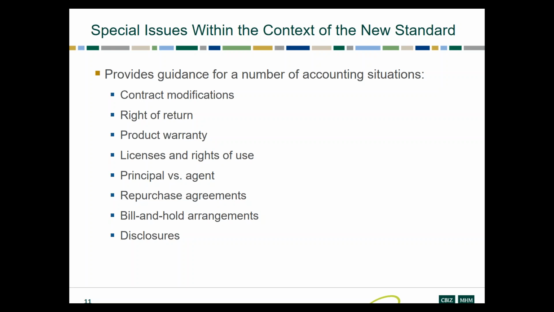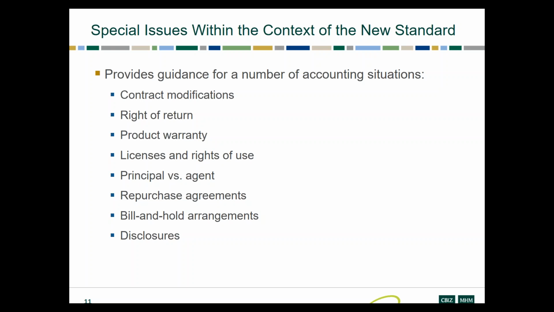Take right of return, for example. When we're accounting for expected returns, the new standard now requires us to record a brand new asset, a right of return asset for the cost of the expected returns. The offset would, of course, be to cost of sales. So that's different, and under the existing standards, we simply don't have to do that accounting. Going down a little further, you look at product warranty.